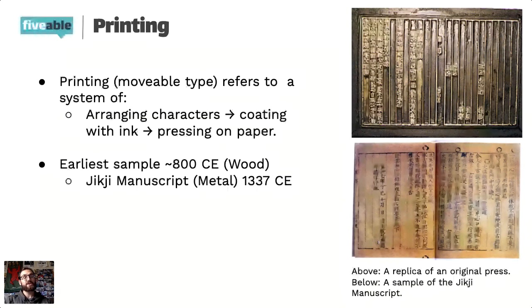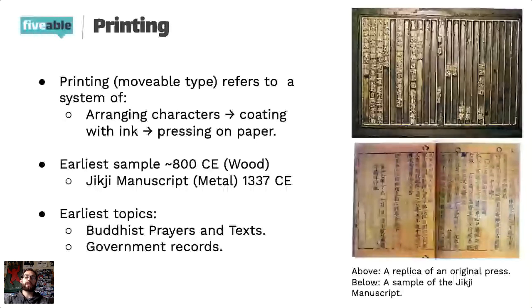Right? Because pre-printing, that's how you got your books. They had to be copied by hand. So yeah, arranging the characters in these little metal sheets might take a while, but it would be a lot quicker than having to print it all by hand over and over again. Yes, if you made a mistake, it would be terrible.